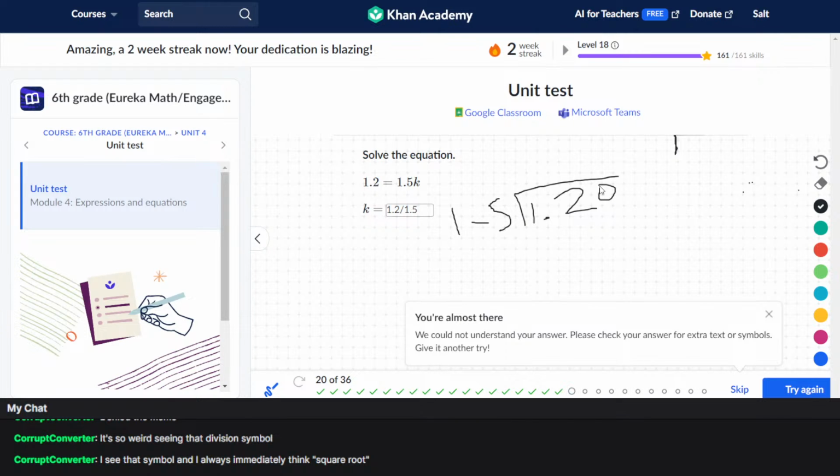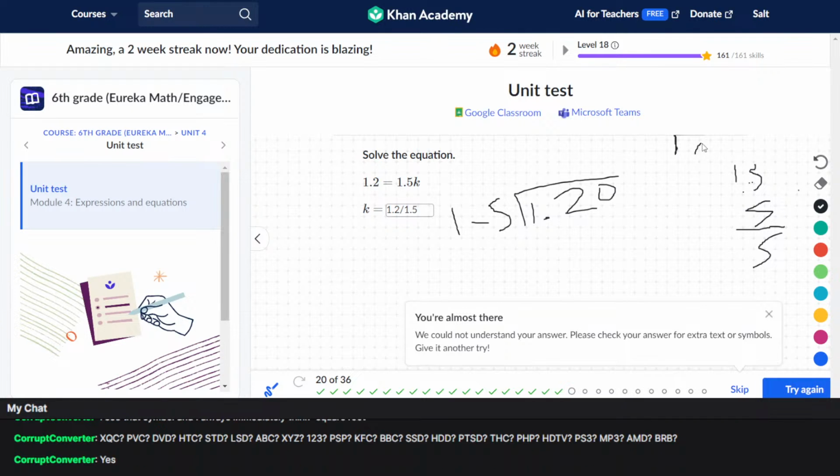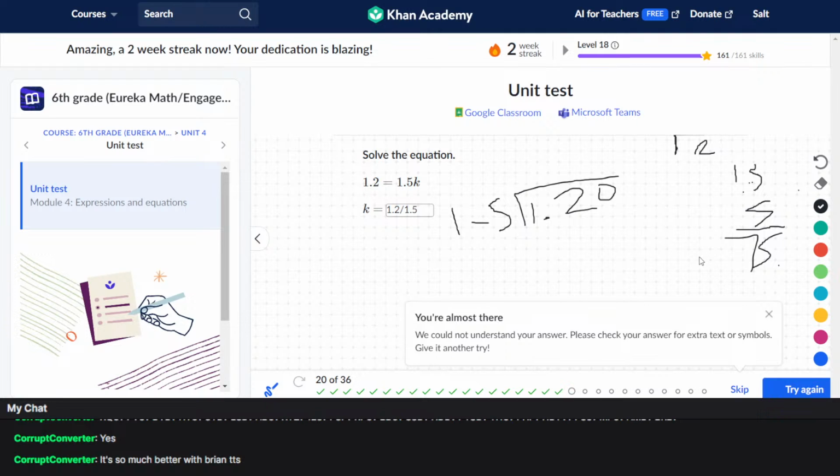Okay. I'm sad that they won't just take 1.2 divided by 1.5. I think that's a good answer to the question, but whatever. Corrupt Converter says XQC, PVC, 5. DVD, HTC, STD, LSD, ABC. Bro, no. 25. 6, 7.